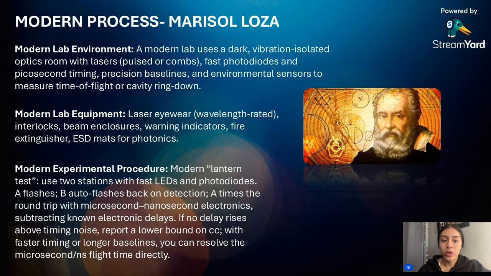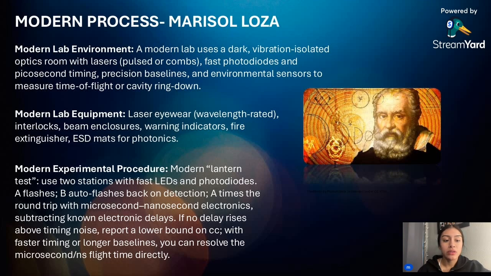A modern lab uses a dark, vibration-isolated optics room with lasers, fast photodiodes, picosecond timing, precision baselines, and environmental sensors to measure time of flight or cavity ring-down. Modern lab equipment. Laser eyewear, interlocks, beam enclosures, warning indicators, fire extinguishers, ESD mats for photonics.